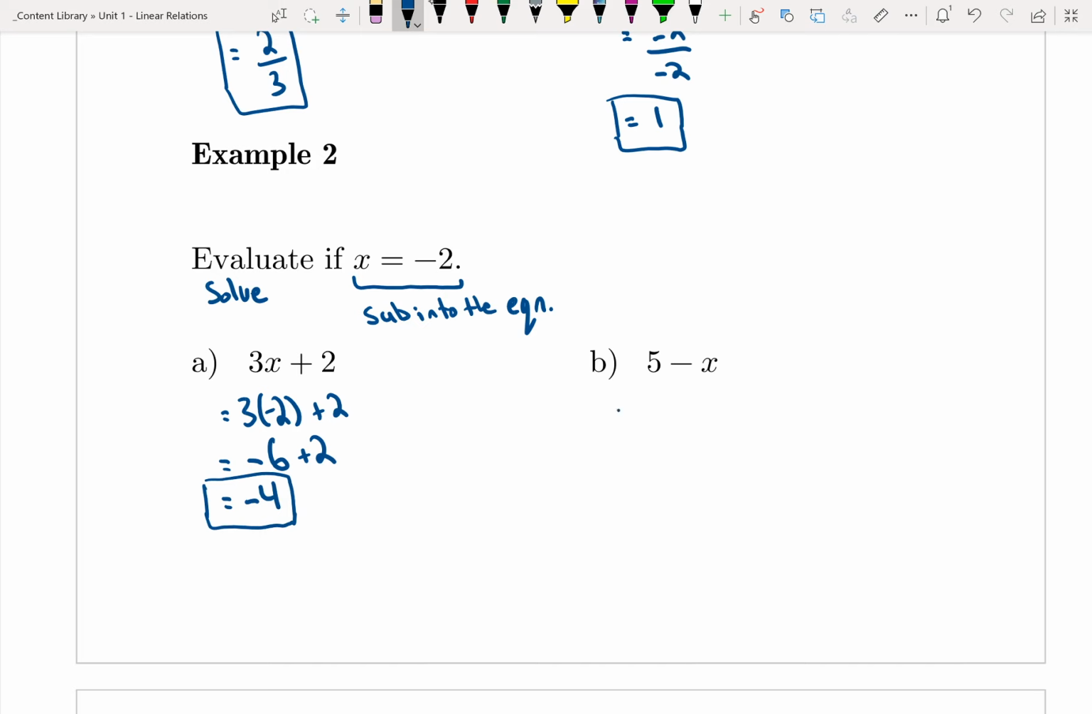In B, it's the same thing. Instead of x, I'm going to substitute in negative 2. We talked about this double negative on the previous example. So if I have these two negatives, I can rewrite that as 5 plus 2, which equals 7, which is my final answer.